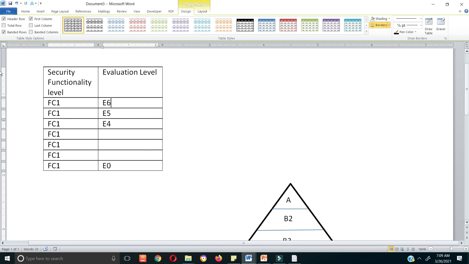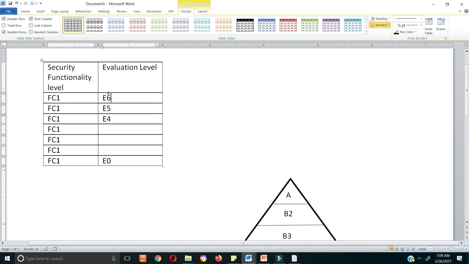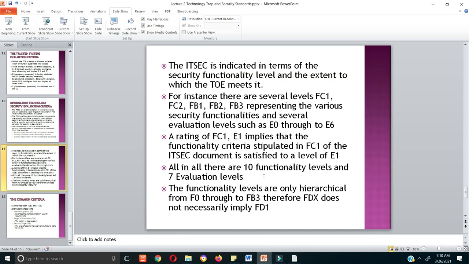You have a bit of this anyway, because here you have B1, B2 and B3. So this is not really unique here, but here it is explicit throughout all levels. In every level, you actually have an evaluation level. So it is very explicit here that you're going to rate systems according to the extent to which they implement the security functionality.